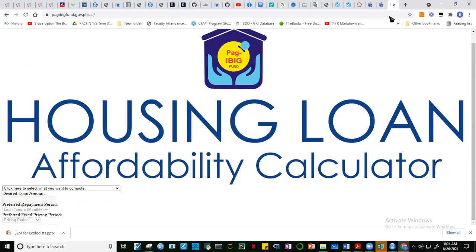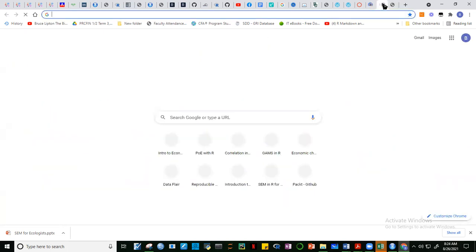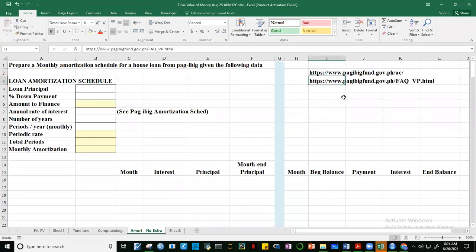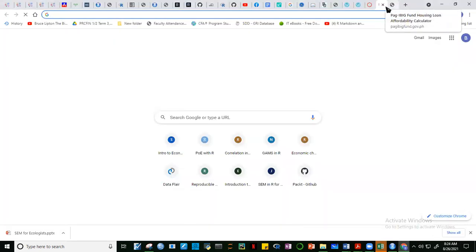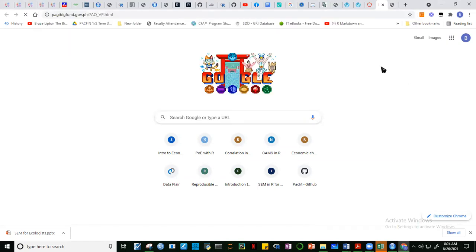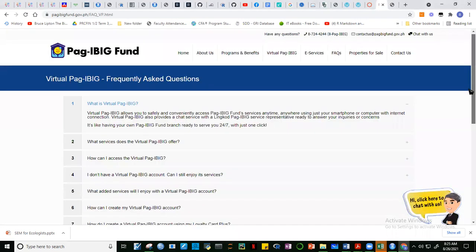So tingnan natin, guys, let's open the other one first. Itong frequently asked questions, Control C. So let's open this. So later on, you might be interested in doing a consumer loan, particularly a housing loan. So dito may mga frequently asked questions, no?